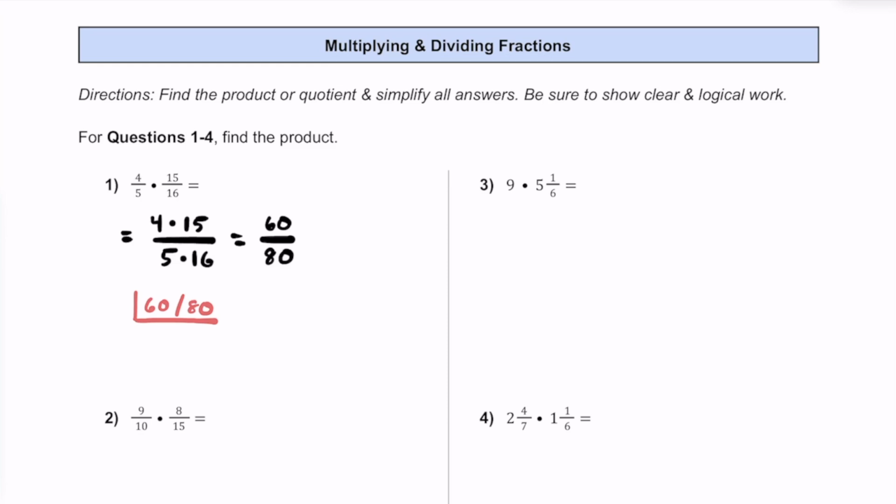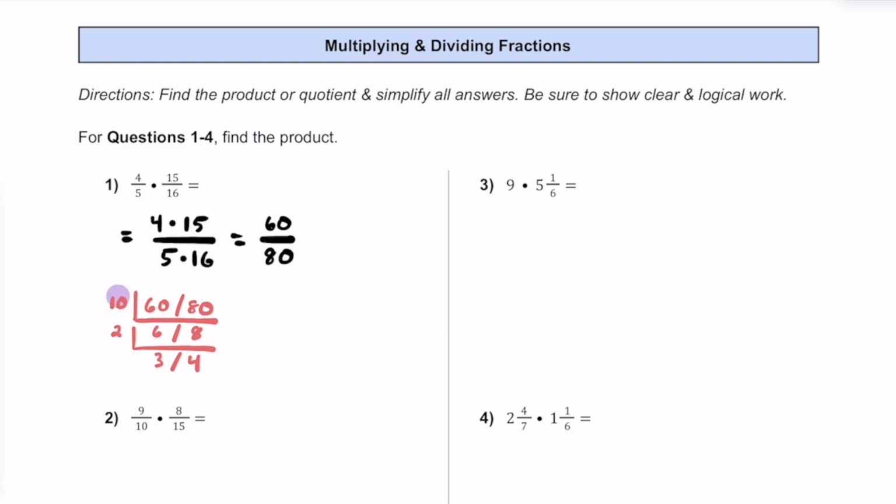So they both end in 0, so you know you can divide these both by 10. 10 goes into 60 6 times, and 10 goes into 80 8 times. So I'm going to put 6 and 8 here. Now, I think that 6 and 8 also have another common factor. Let's put a 2 here, since 6 and 8 are both even, and 2 goes into 6 3 times, and 2 goes into 8 4 times. Now, I don't think 3 and 4 have anything else in common besides 1, so I think we're done here.